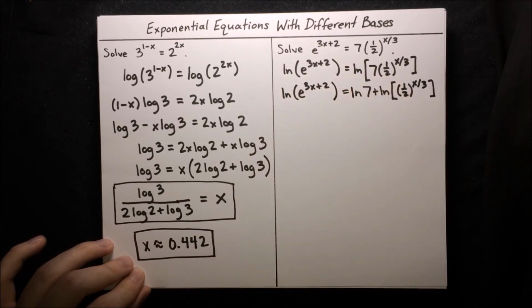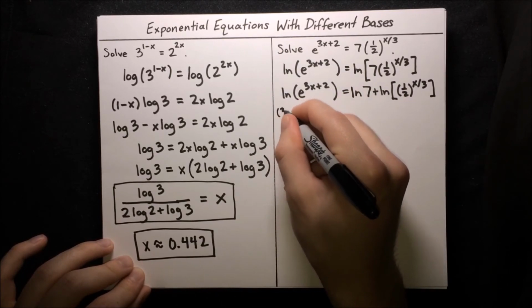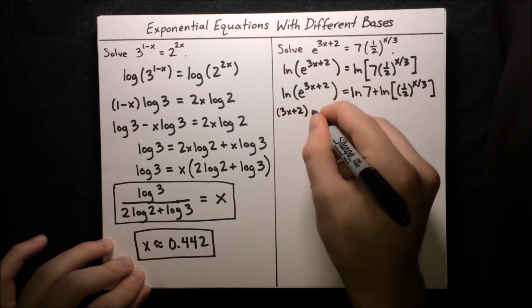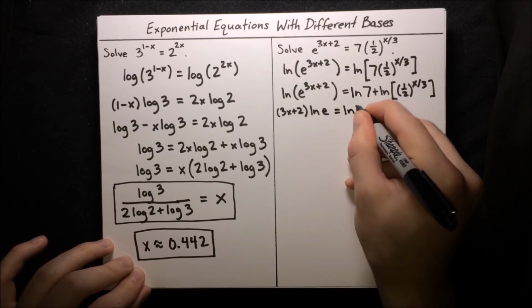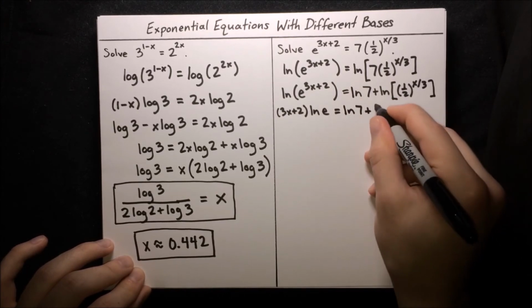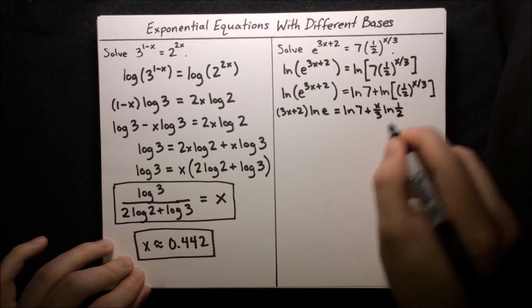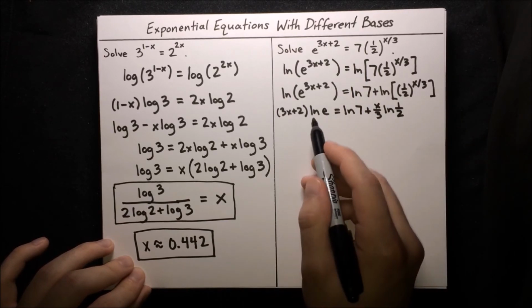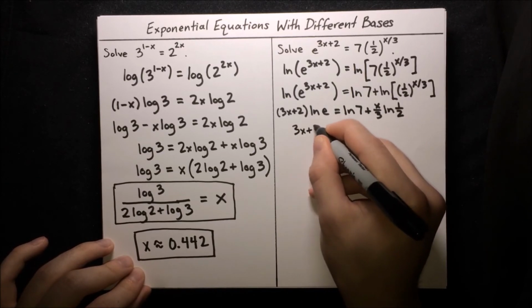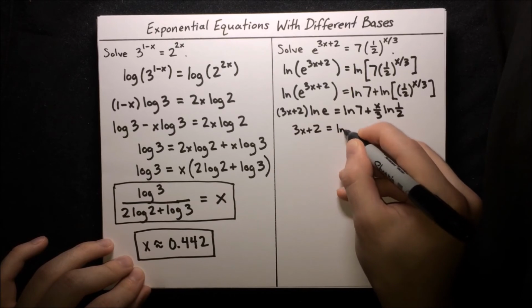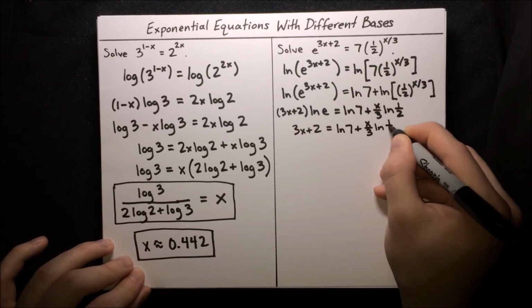Now we'll go ahead and do that thing where we bring down the exponents. So this will become (3x plus 2) times natural log of e is equal to natural log of 7 plus x over 3 times natural log of a half. And we can simplify a bit. Natural log of e is just 1. So 3x plus 2 is equal to natural log of 7 plus x over 3 natural log of a half.